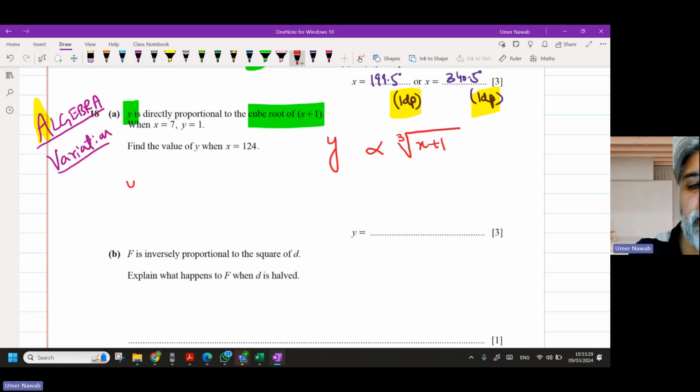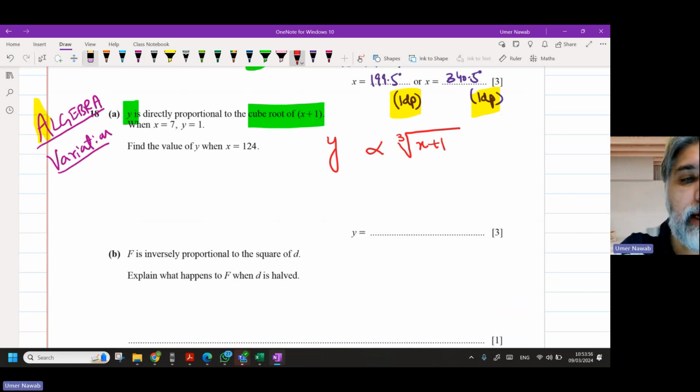If he says cube, then I say x plus 1 raised to the power of 3. So the difference between cube and cube root should be well understood. This cube root can also be written in the form of a power as 1 over 3. Clear? It's up to you. Either you can use this notation, the radical sign.